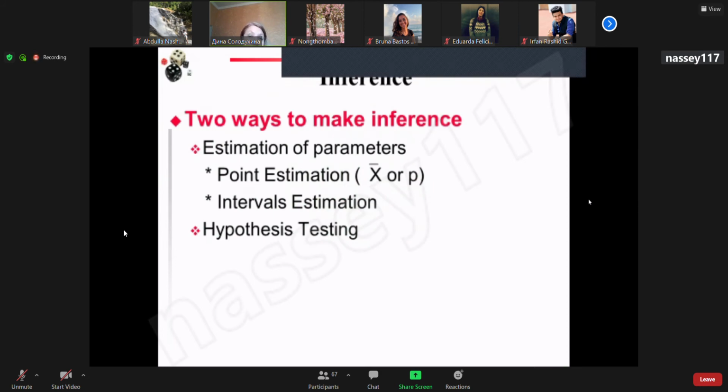So there are two ways to make inference. First of all, to estimate parameters, and the second one to test hypotheses. When we estimate parameters, we either estimate the average or proportion or value of rate, and we make estimation of intervals within which our parameter can fall. When we test hypothesis, we check some concept that we apply and we usually observe in the sample. So when we check it for the whole population, we make hypothesis testing.